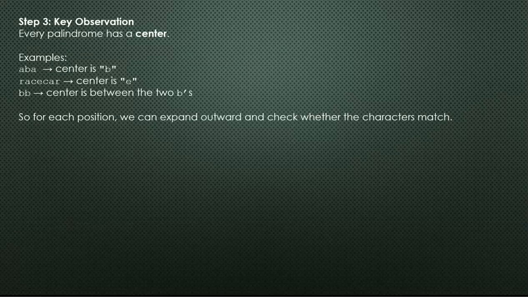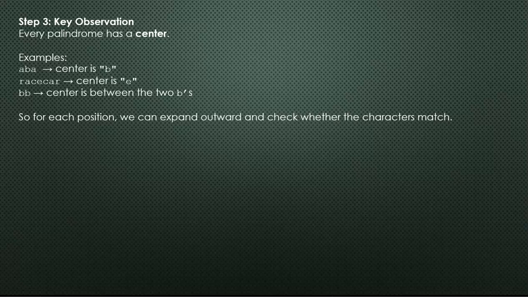Step 3, you have to observe. The key observation is very important. We are going to formulate and solve the problem in such a way that we assume every palindrome has a center. In ABA, the center is B. In RACECAR, the center is E. In BB, the center is in between the two B's. So this is my assumption, and that is true.